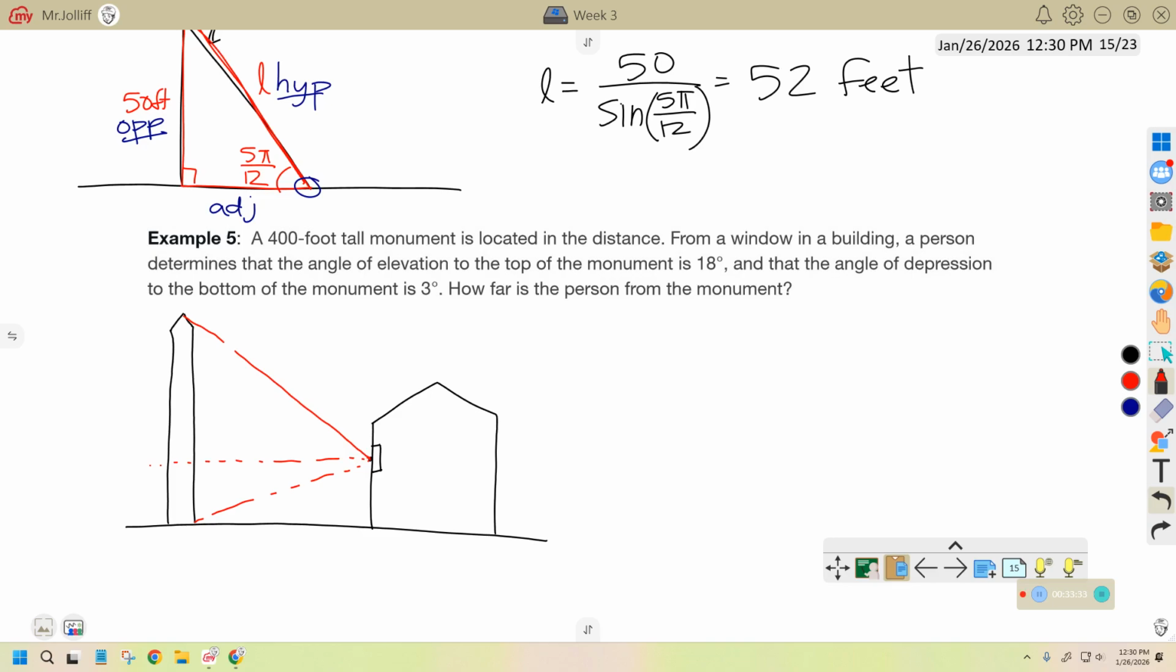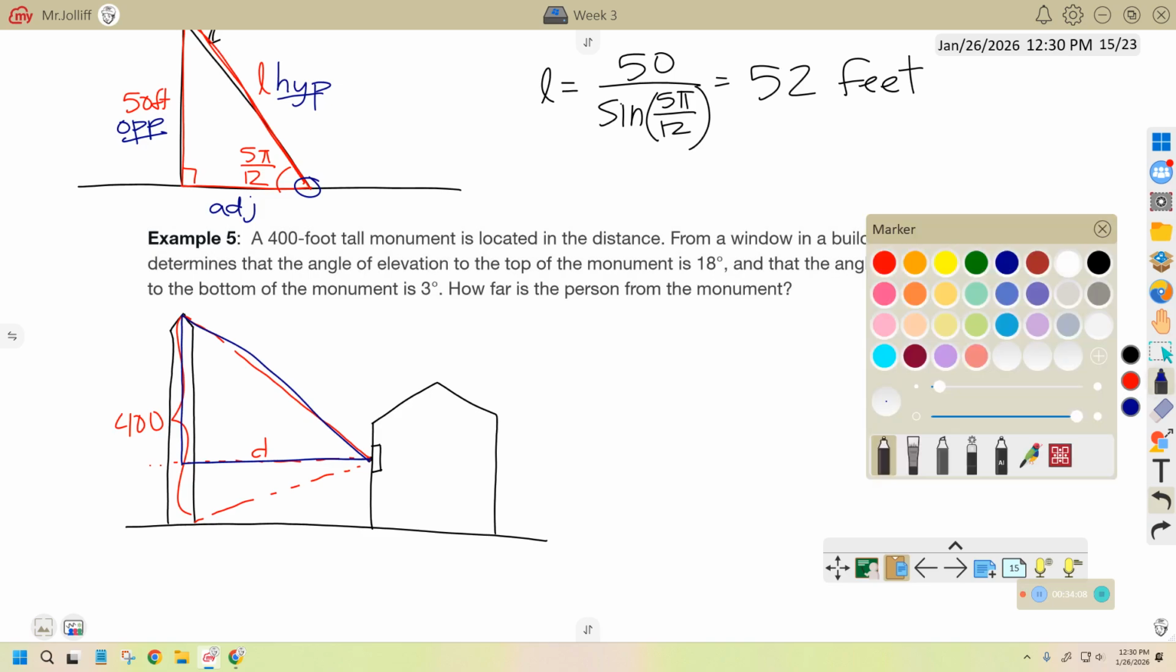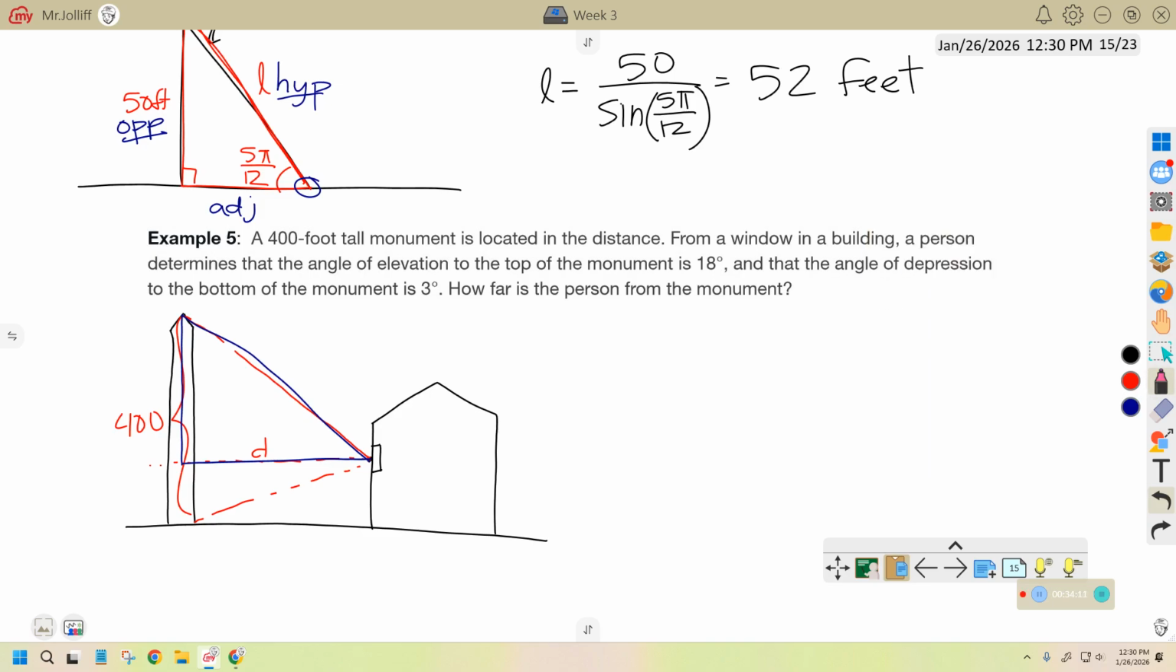So let's think together. Everyone has correctly labeled this height as 400, which I agree. We have correctly labeled the distance from the building to the monument as something, whatever we want to call it. I'm going to draw two right triangles. There's one from the window to the building and up. That's one right triangle. I have another right triangle that starts at the window, goes to the monument, and comes down.